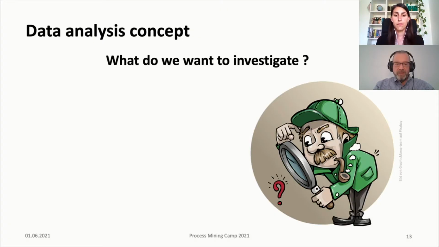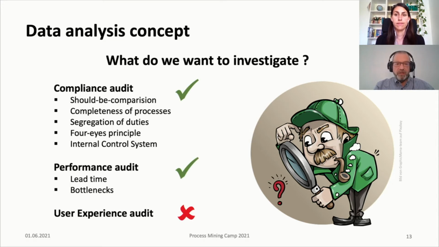The last main part of the data analysis concept was: what do we want to investigate? There are three parts we can do with process mining: the compliance part, the performance part, or the user experience part. The first part, the compliance audit, covers the main issue of our task, with several underlying themes like the should-be comparison, completeness of processes, the classical fields of segregation of duties, the four-eyes principle, and the internal control system.